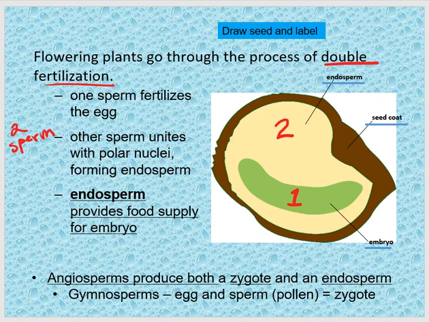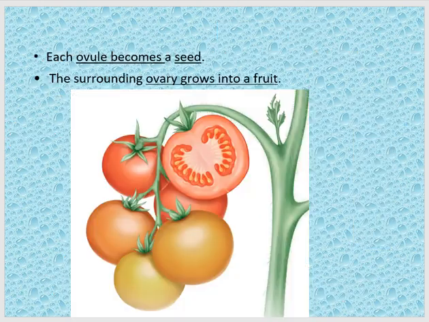Okay, so angiosperms, we talked about those, produce both a zygote and an endosperm, like you see here in the picture. Gymnosperms only produce a zygote. They don't need that extra portion, that extra chunk of food supply for their embryos. All right. Now, the big key is each of those flowers is going to turn into a group of seeds.